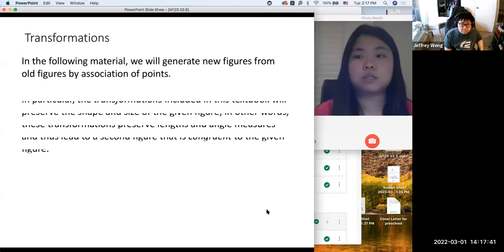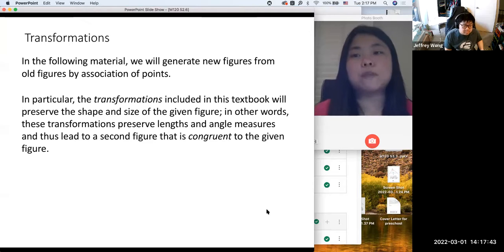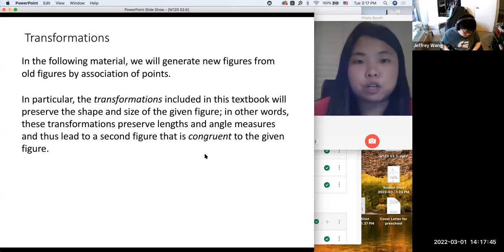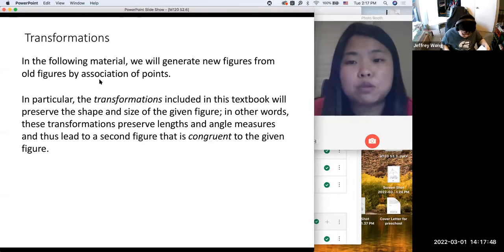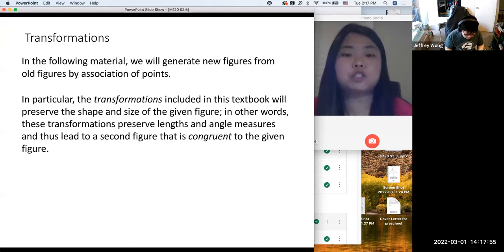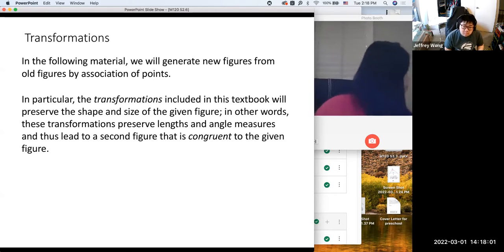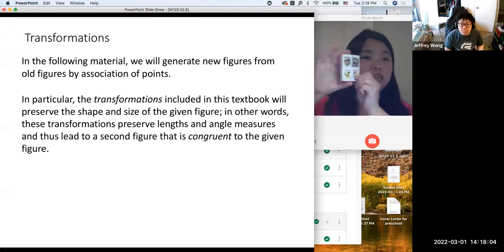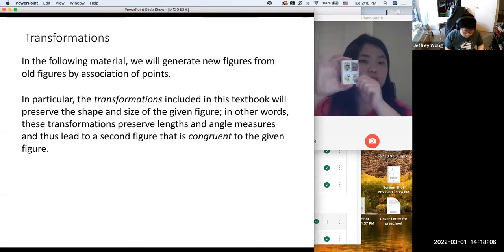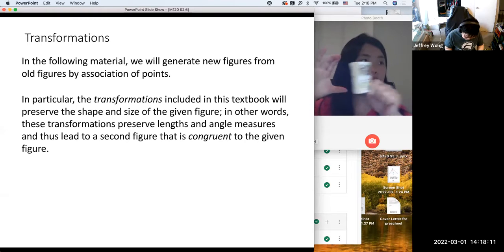Okay, next one. So transformation. In the following material, we will generate new figures from old figures by association of points. So we talked about the point symmetry and the line symmetry. Now we're going to talk about the transformation. Usually when we talk about the transformation, we could imagine we have the book here like this way, and then it was like here, right? And then you're going to move around, okay? This is called the transformation.